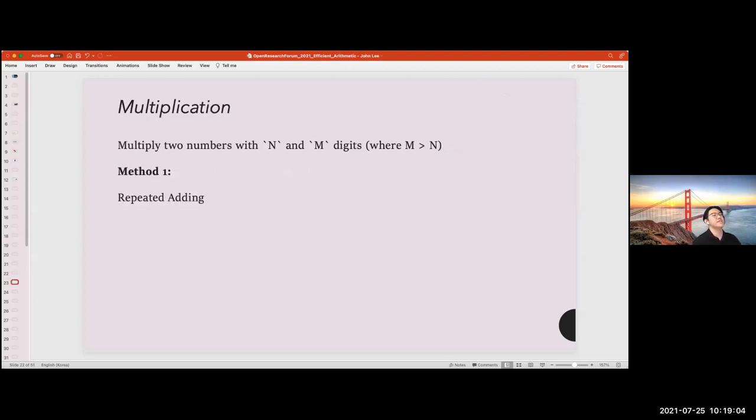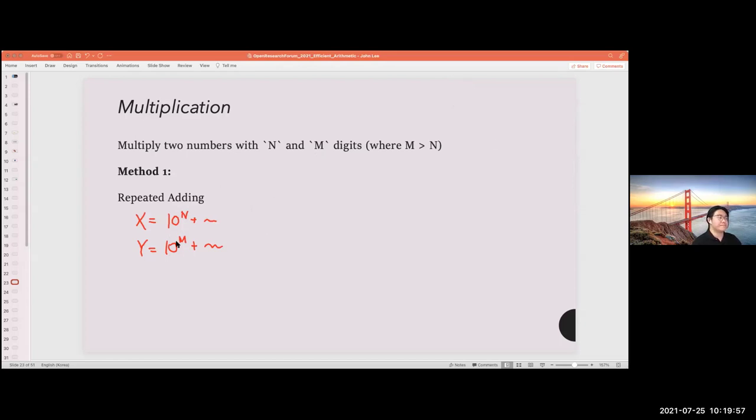So, multiplication. Our intuitive thought when we talk about multiplication is that multiplication is basically repeated addition. I believe that's the literal definition. So the first method that comes to mind is repeated adding. If we have two numbers with n and m digits, let's say x is 10 to the power of n plus something, and y is 10 to the power of m plus something. I'm just going to write something as squiggly lines, all the other significant digits other than the leftmost one.